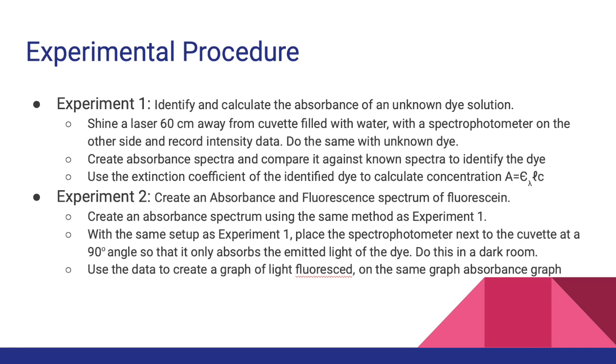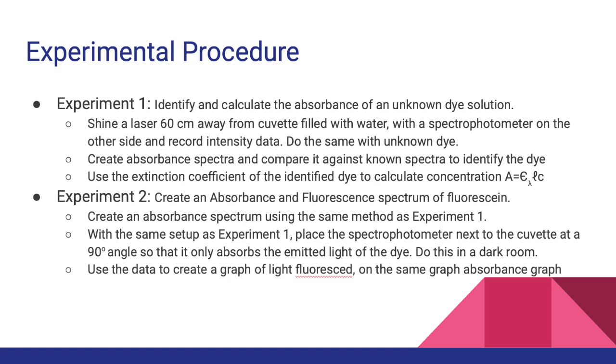For the second experiment, we created an absorbance and fluorescence spectrum for fluorescein. We did this by using the same method for experiment 1 to create the absorbance spectrum. In order to create the fluorescence spectrum, we did the same setup as experiment 1, except this time we placed a spectrophotometer on the right next to the cuvette at a 90-degree angle, so it only absorbed emitted light from the dye.